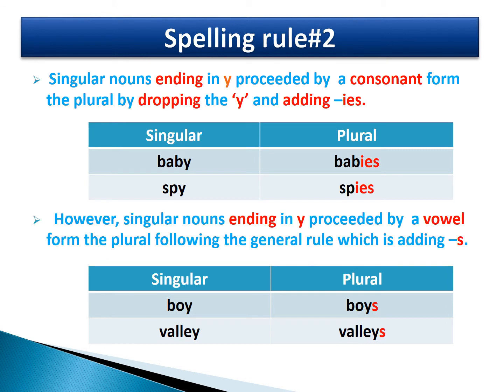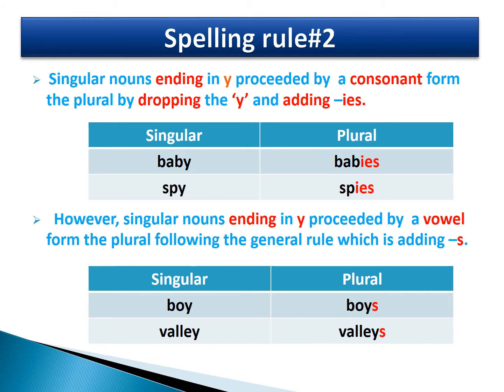So the rule says singular nouns ending in y preceded by a consonant form the plural by dropping the y and adding ies. Examples: baby. See, we have y. Before y, what do we have? We have b, consonant. So drop y, add ies. Babies. The same happens for spy. P, consonant before y. We drop y and we add ies.